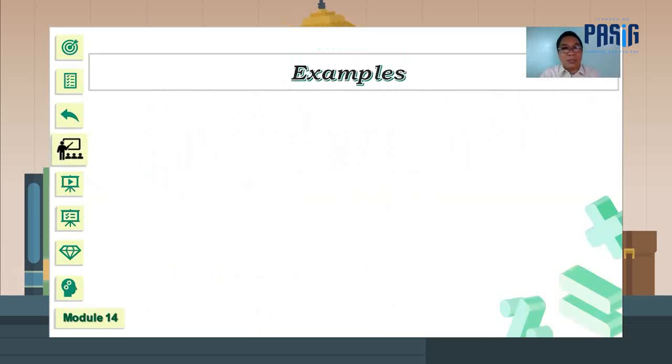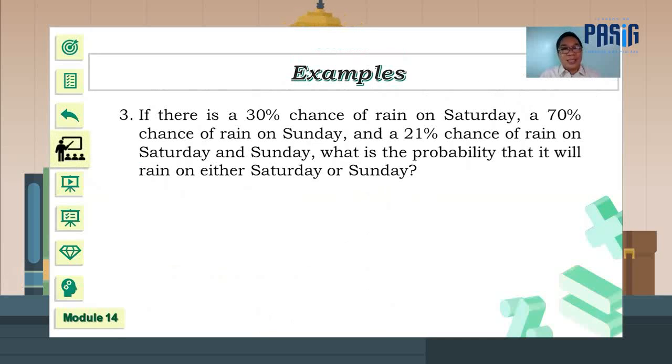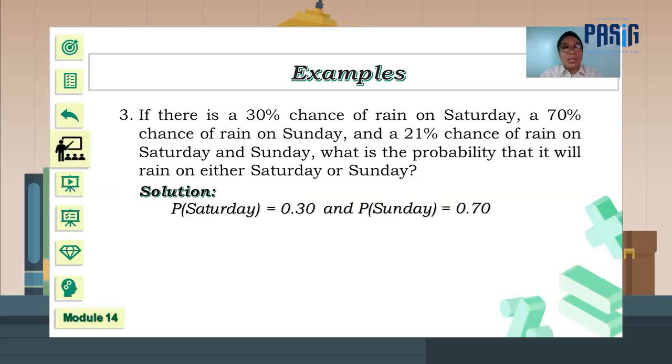Let's have another example. If there is a 30% chance of rain on Saturday, a 70% chance of rain on Sunday, and a 21% chance of rain on Saturday and Sunday, what is the probability that it will rain on either Saturday or Sunday? From the given, we have 30% for the probability of Saturday, and 70% for the probability of Sunday. Then the probability that it will rain on Saturday and Sunday is 21%.